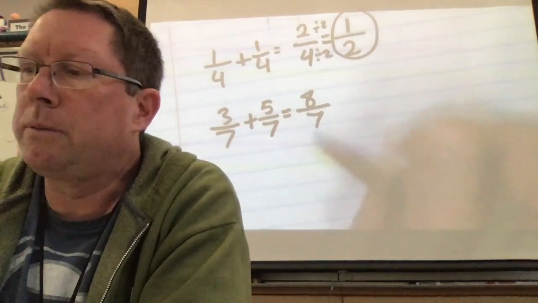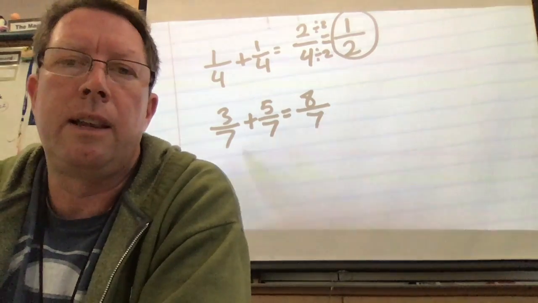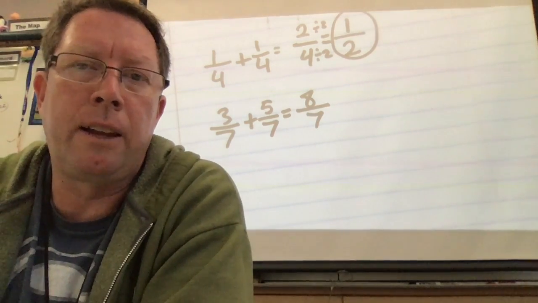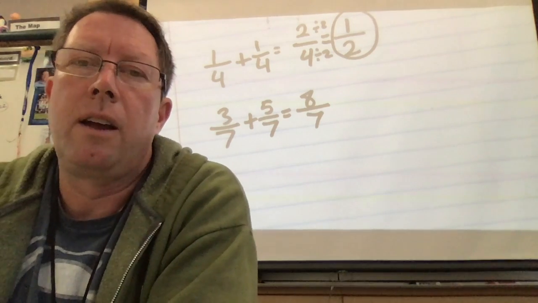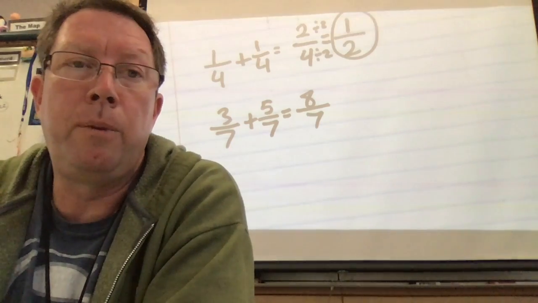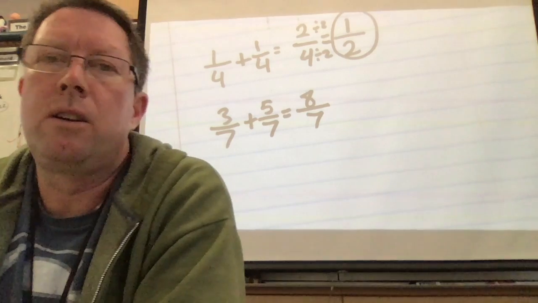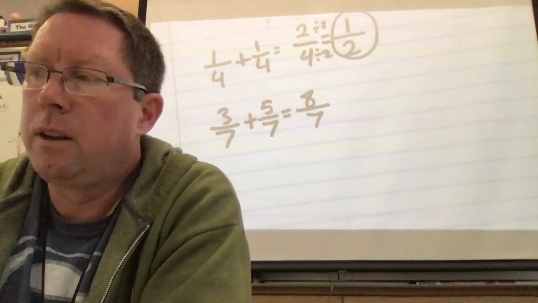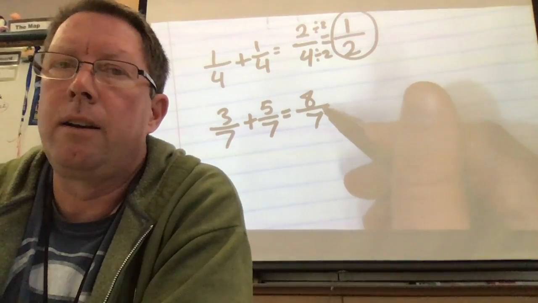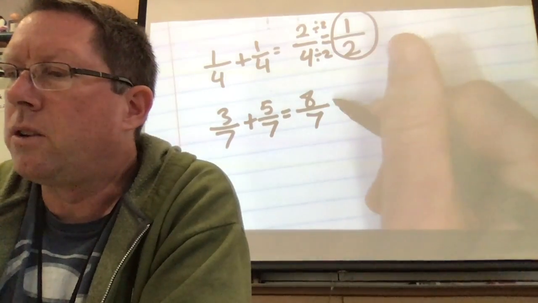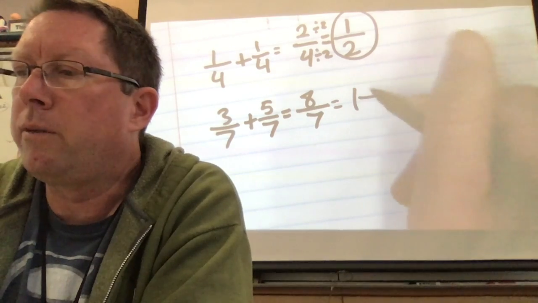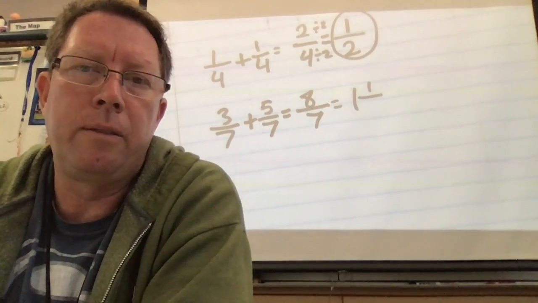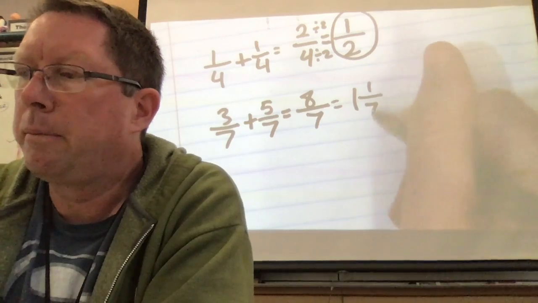Now if I look at my next one, 8/7, that's an improper. I don't like leaving it like that, it looks like it's going to fall over. I tell my class that it's like having training wheels by putting the whole number in front. So how do we change it? We just divide. Fractions are division problems. 8 divided by 7 is 1. We're going to have 1 left over, so 1 remainder. The bottom number is going to stay the same.